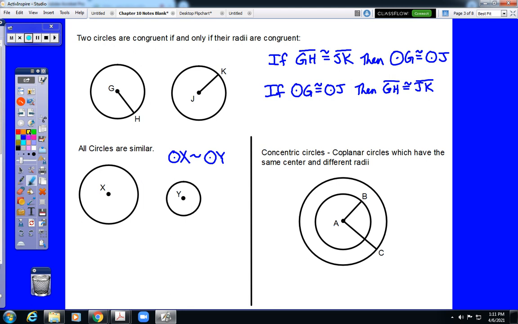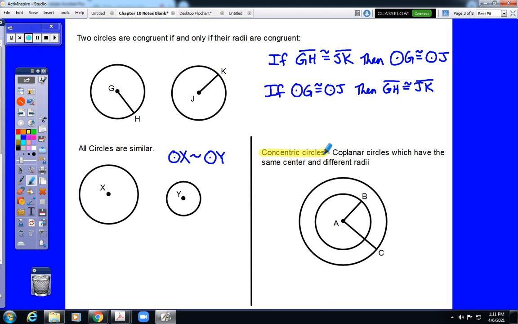Now, this last idea is a vocab word I'm fairly sure is new, and that is concentric circles, which are coplanar circles which have the same center and different radii. Now, here's why we're learning this. What's the name of the smaller circle? Circle A. What's the name of the larger circle? Circle A. Are they the same? But they have the same name, right?